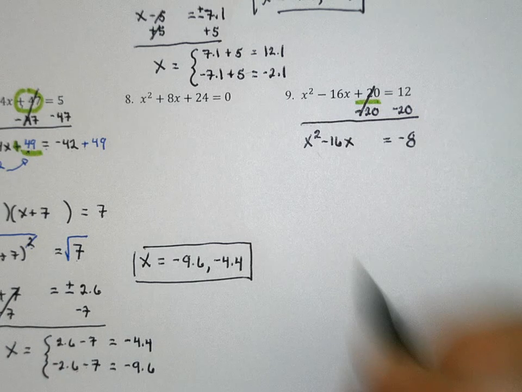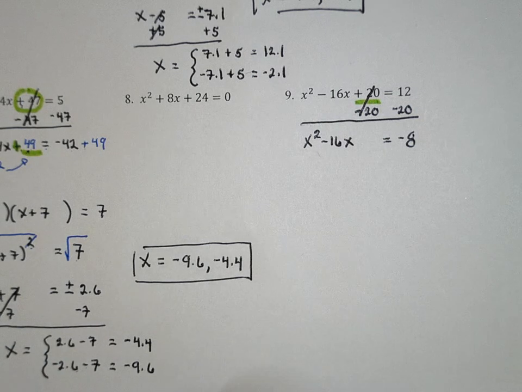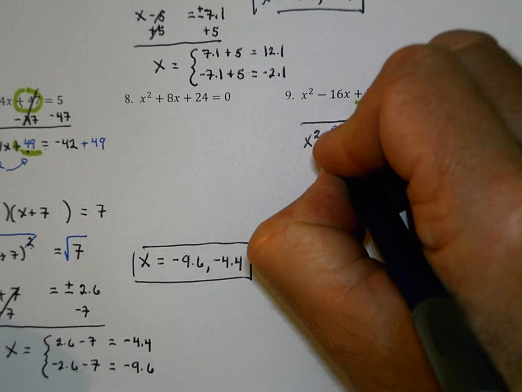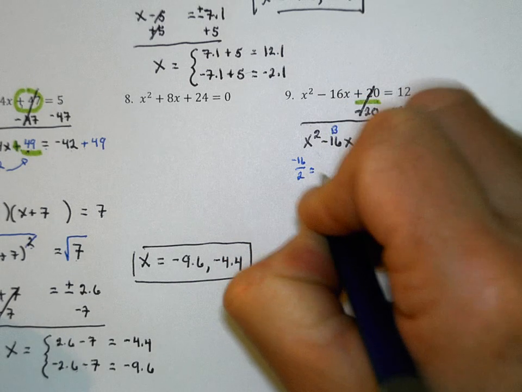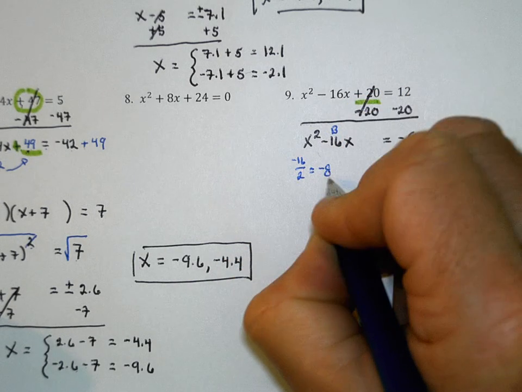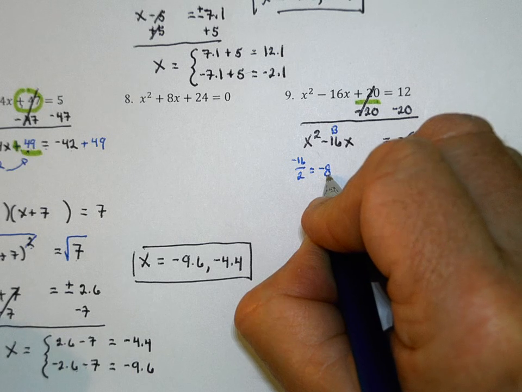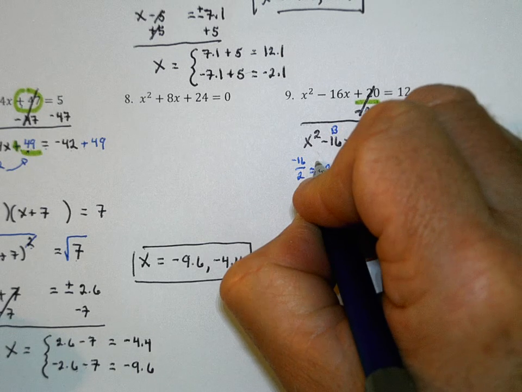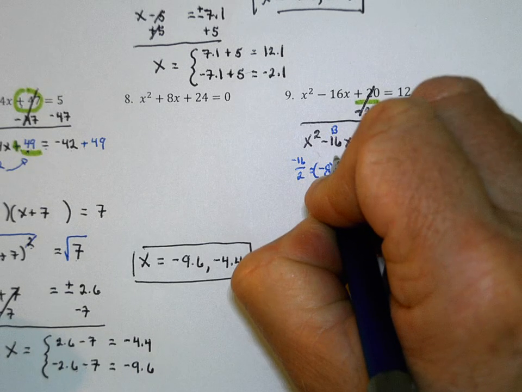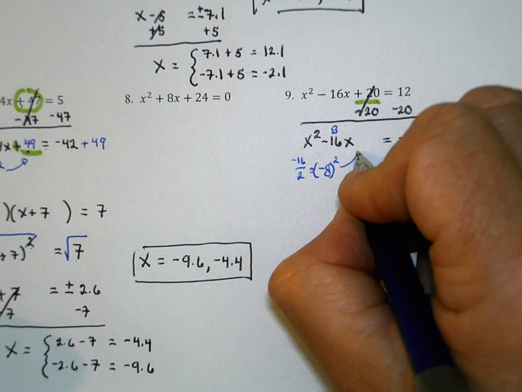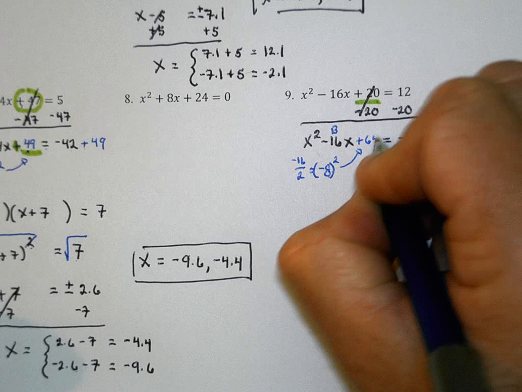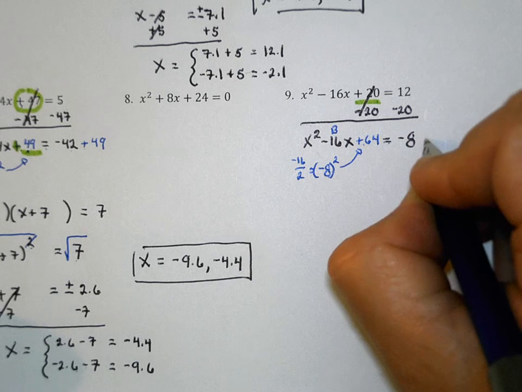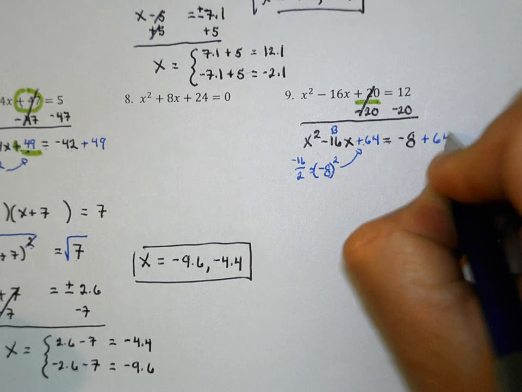Now I'm going to complete the square. So I'm going to take my b value, which is negative 16, and divide that by 2. That's going to be equal to negative 8. Now remember, this number is going to be important to us because that's going to be our factors. Then I'm going to raise that to the second power, and whatever that equals I put right here, and that's a positive 64. Since I put a positive 64, I have to put a positive 64 over here.